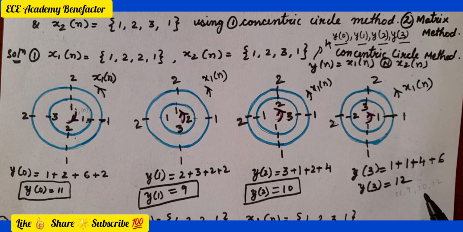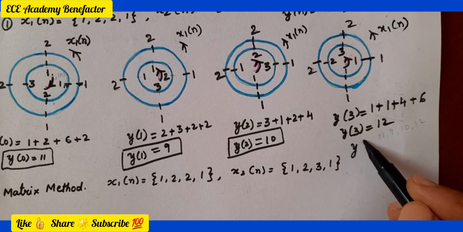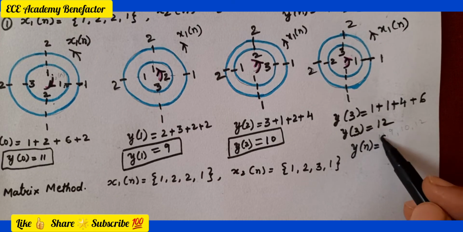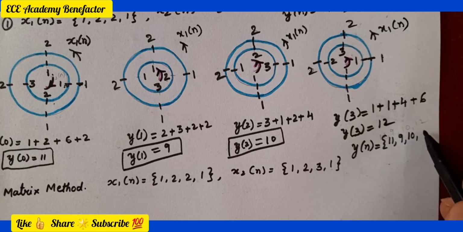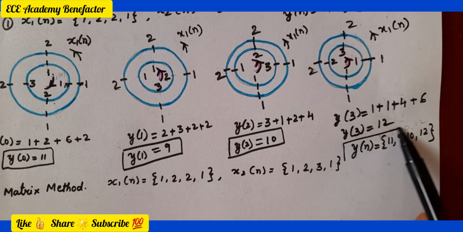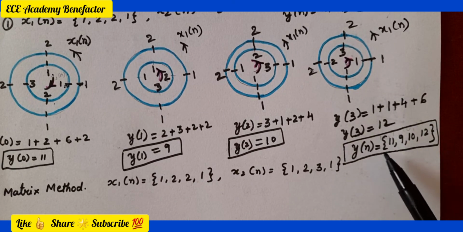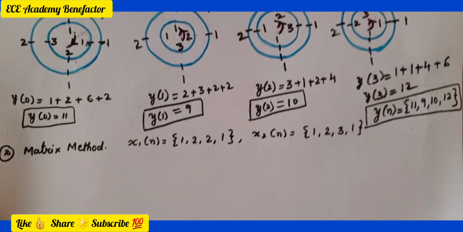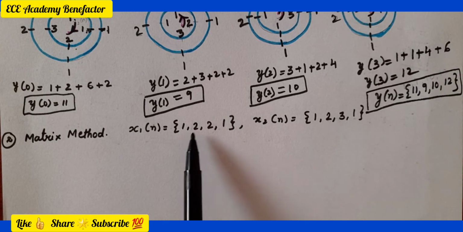So what is the answer now you got for y of n? Y of n is coming as 11, 9, 10, 12. This is y of n answer. Okay, now let us see the second method, matrix method, x1 of n and x2 of n.